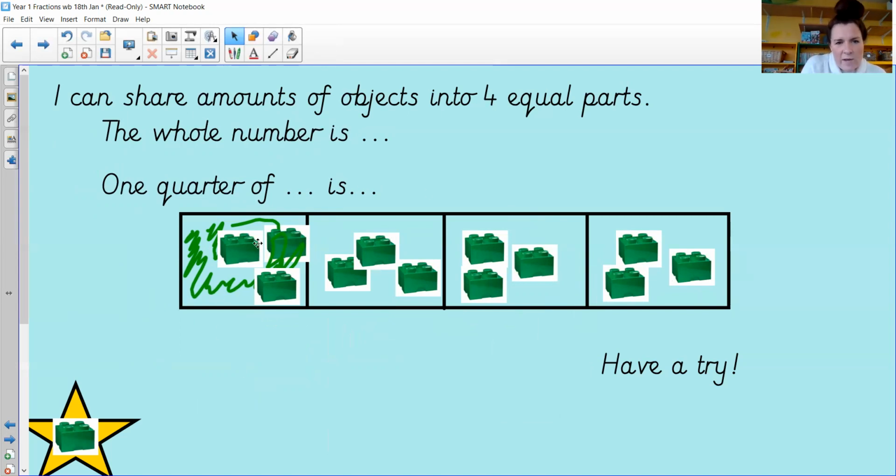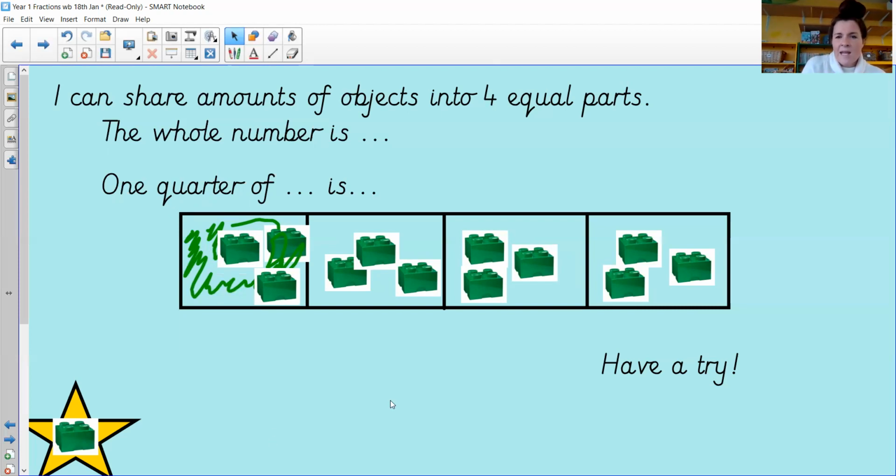So I'm going to look back to over here where I've shaded in my part of the rectangle. And I can say that 1/4 of 12 is 3, because I have 3 Lego cubes there. So let's say that 1/4 of 12 is 3. Let me hear you. Excellent.